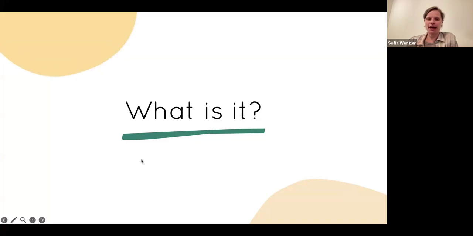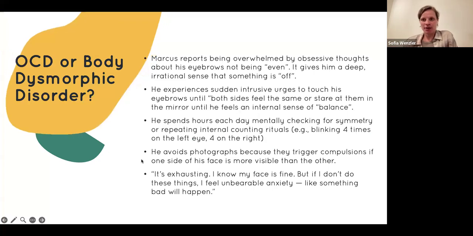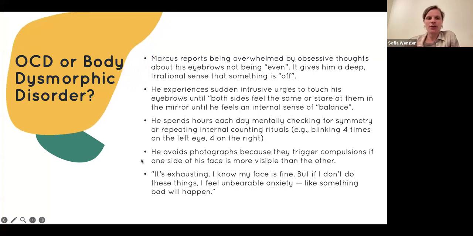So here I have a few examples for you where we're going to try to understand together what it really is. Here's a case example where I want you to think about whether this is OCD or body dysmorphic disorder, based on the information that you have at this point.